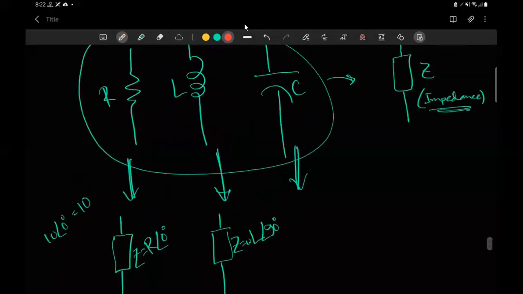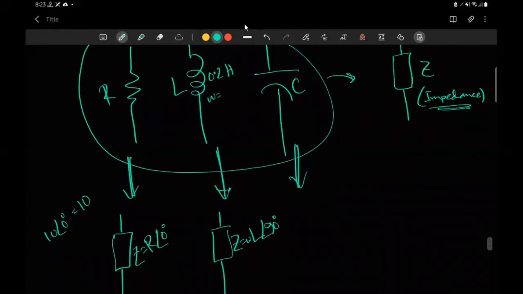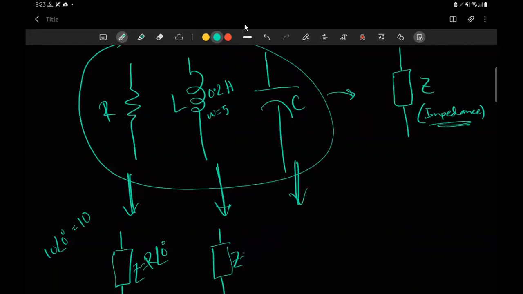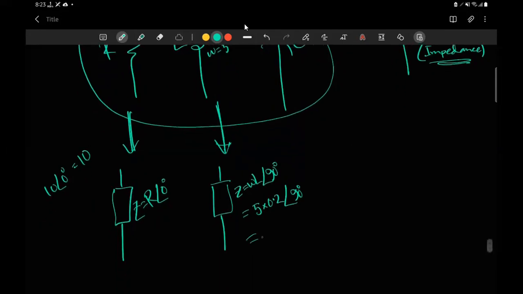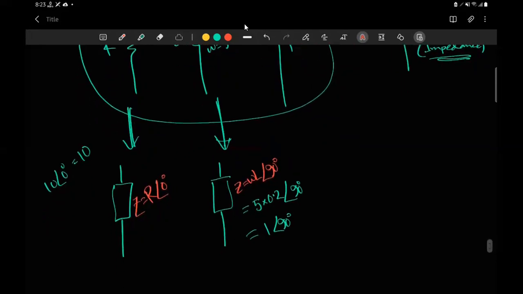So if I have an inductor with 0.2 Henry and omega is 5, what's the impedance according to this formula? The value of Z is omega L angle 90 degrees. The value should be 5 times the inductance, 0.2, angle 90 degrees. So 5 times 0.2 is basically 1 angle 90 degrees. Are you guys with me? This is a formula I'm directly giving you. I'm not showing you the proof. You can prove it.